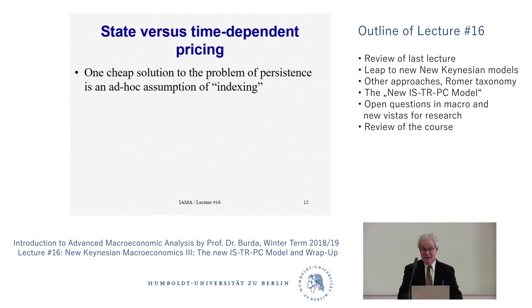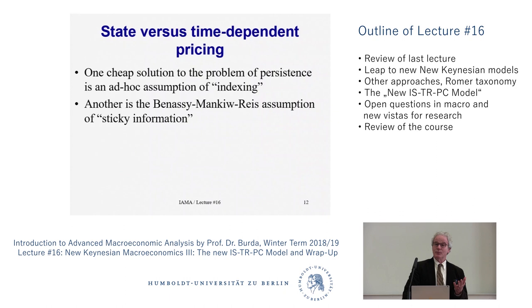It's exactly the critique we had before about not thinking about how people form expectations. And unless you have the micro foundations of why indexing is a good idea, maybe you should try something else. We tried something else. We tried Benassi's idea, Mankiw-Reis, the assumption of sticky information. So actually what's going on is not that the firms are able to change prices with some randomness, but it's actually firms change their price plan with some randomness.